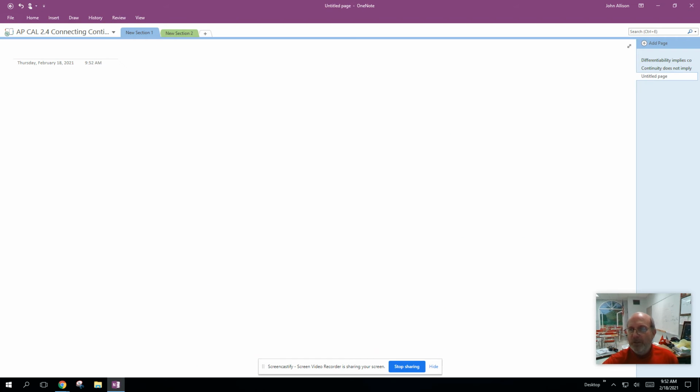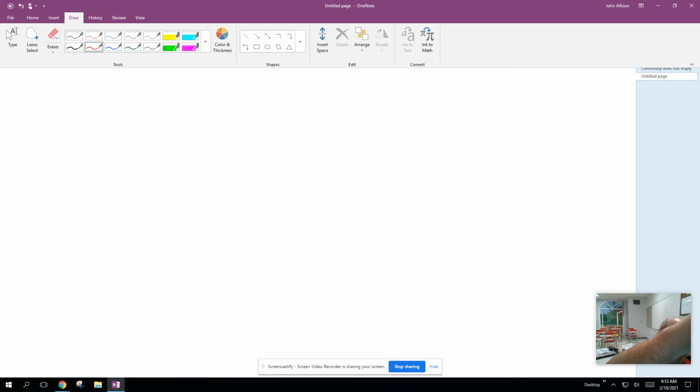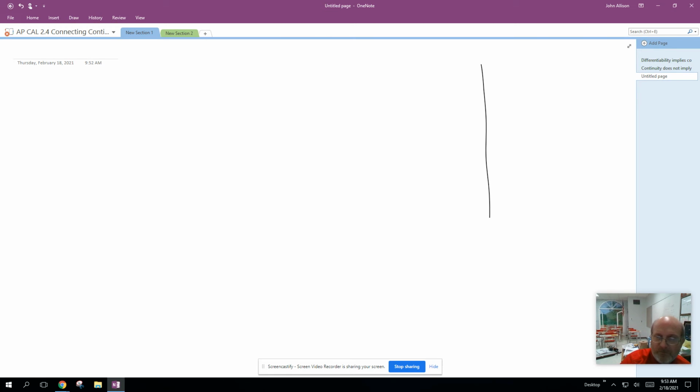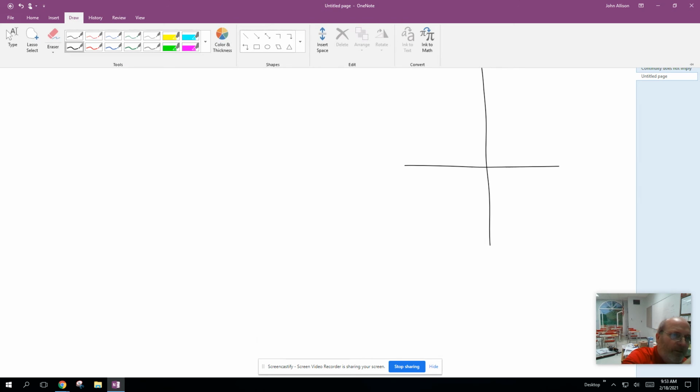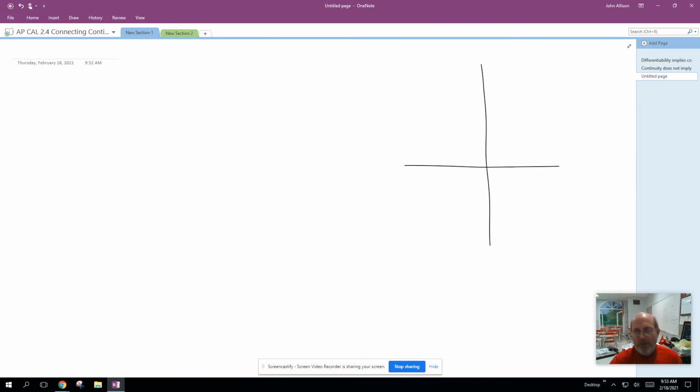This boils down to, and what this results in, is anytime you have a function whose tangent lines, as you come up to a point, don't approach the same tangent line, the function is not differentiable there. That can happen when you have a sharp corner. If this is the x value a, and this is f of x, f prime of a does not exist.